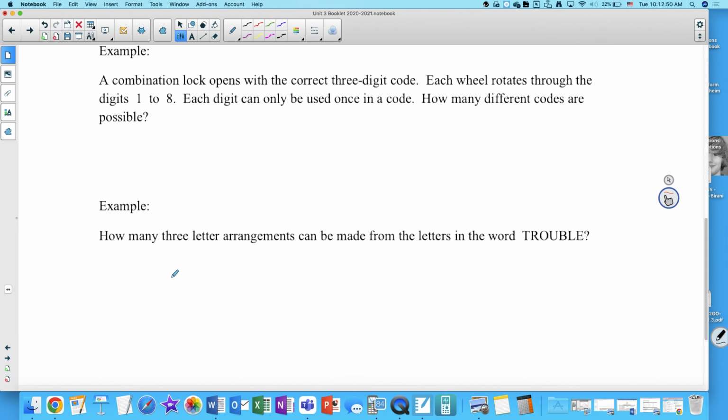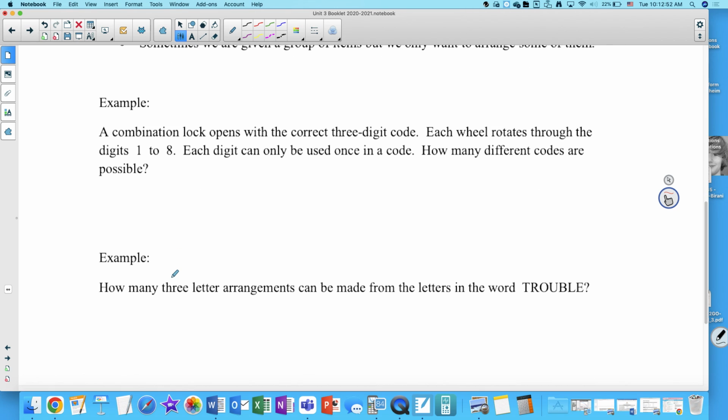A combination lock opens with the correct three-digit code. Each wheel rotates through digits 1 to 8. Each digit can only be used once in a code. How many different codes are possible? Okay, so we've got 8 different digits to use here, but how many are we going to be using? 3. So we're only arranging 3.